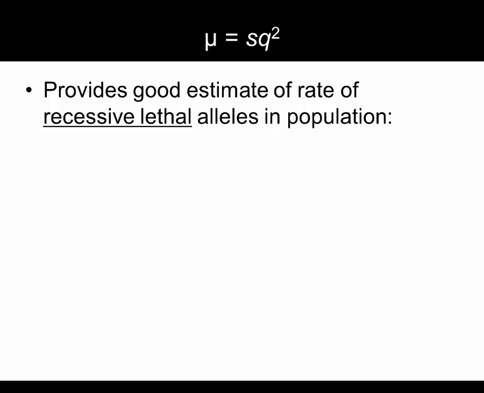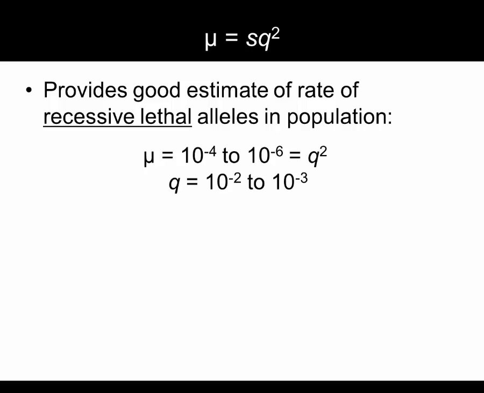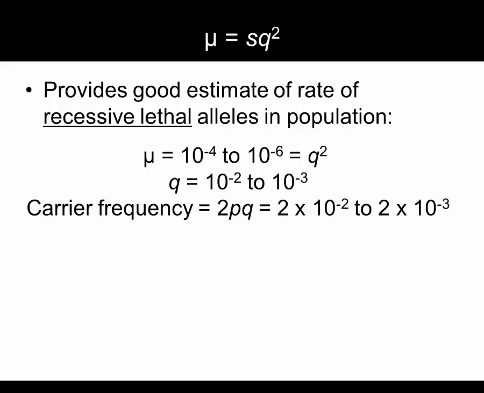This allows us to estimate what the frequency of recessive lethal alleles should be. If mu is between 10 to the minus 4th and 10 to the minus 6th, Sq squared will have the same value. And for a recessive lethal allele, the selection coefficient is 1, so mu equals q squared. This means q should be between 10 to the minus 2 and 10 to the minus 3. When q is so low, p is pretty close to 1, so the genotype frequency of carriers, 2pq, is essentially just 2q. If observed frequencies are much higher than this, you want to start considering the possibility of heterozygote advantage.